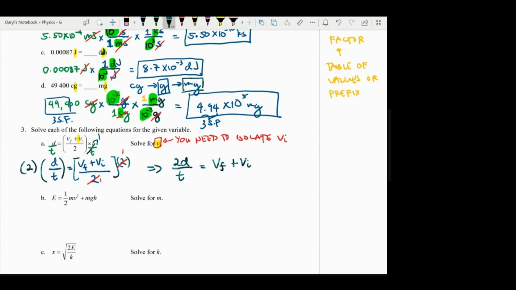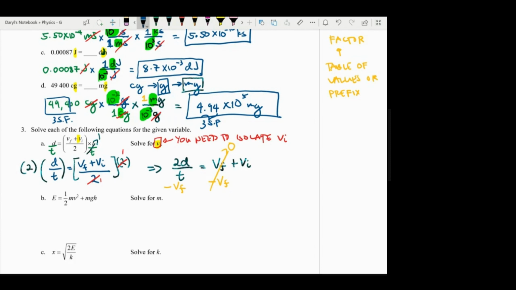Now you can see I got rid of the T and the 2. So how would I separate this VF? I want to eliminate VF on this side. Is it not that I can do that by subtracting VF? Because VF minus VF gives me 0, which means it will be gone. However, again, to preserve my equality, whatever you do on one side, you also do on the other side.